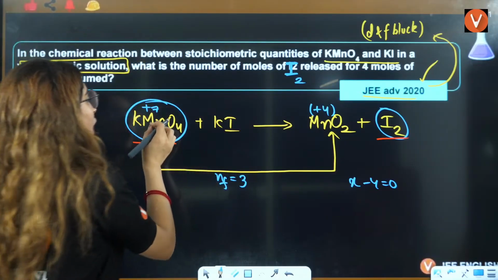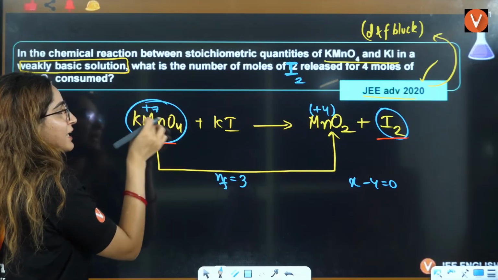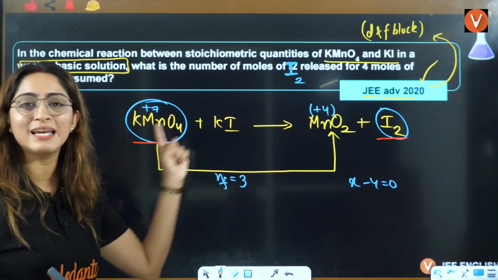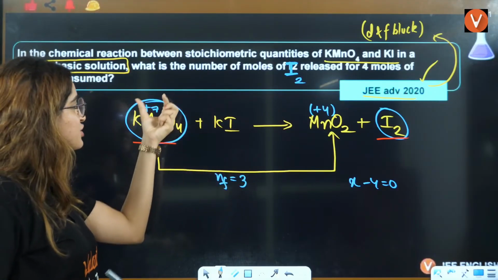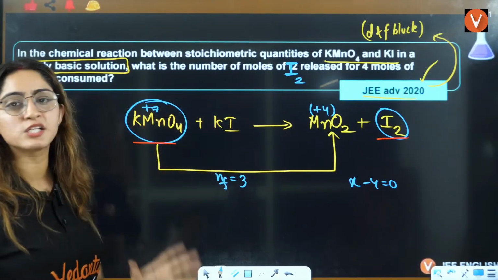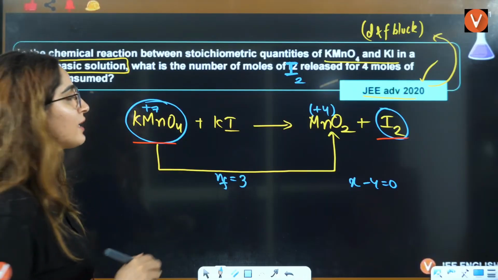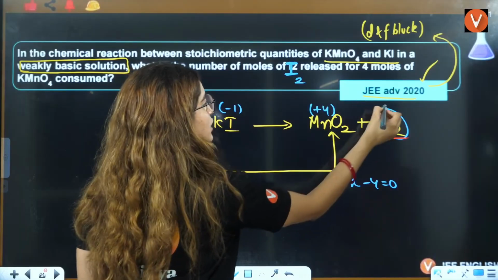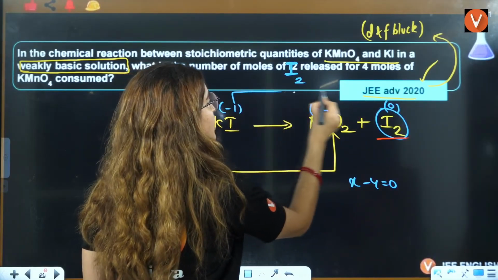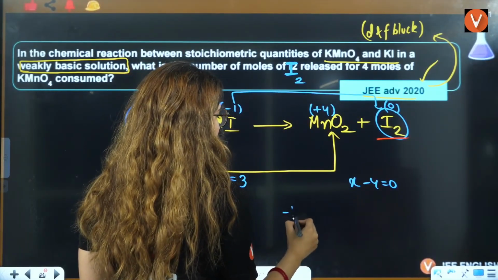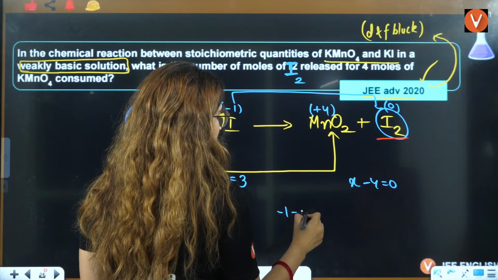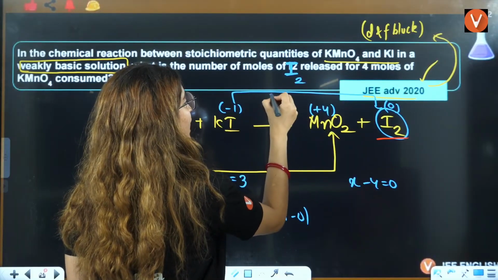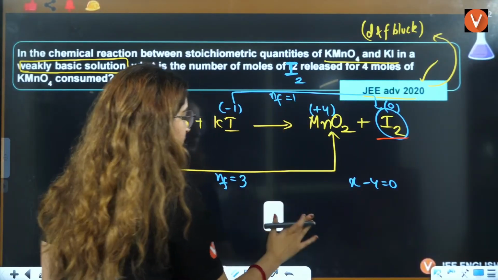Right? Now, this oxidation state is plus 7, this is plus 4. So, for one manganese atom, change in valency is 7 minus 4, that is 3. In this case, you have I negative, that is minus 1. This is 0. So, here the change in valency is minus 1, 0. So, it is going to be 1. So, N factor is going to be 1.